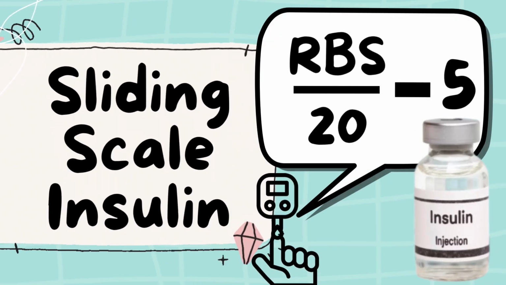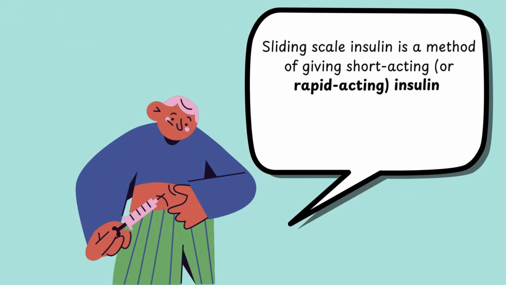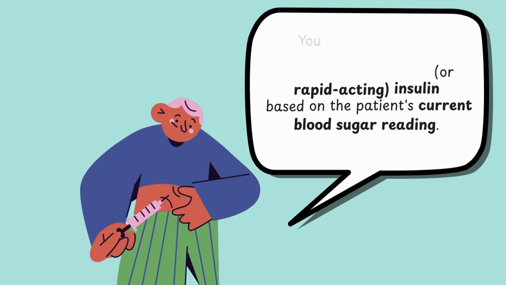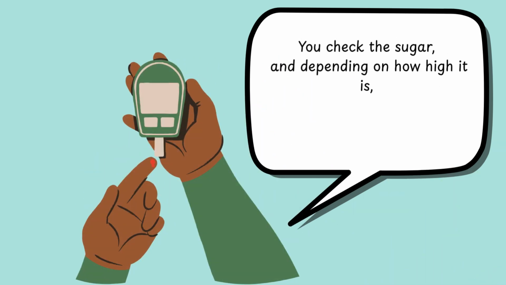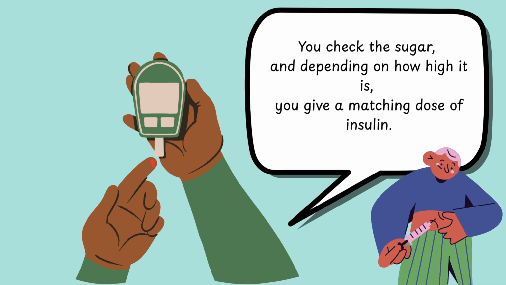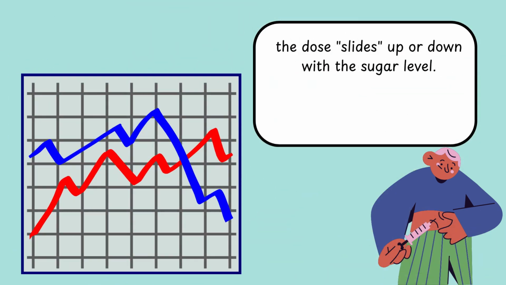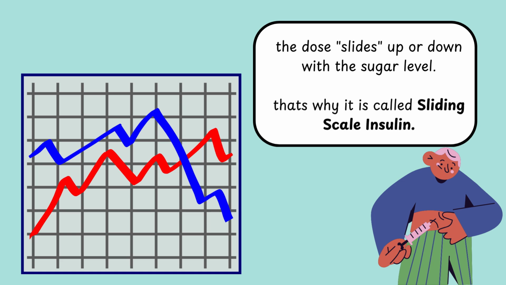Sliding scale of insulin. Sliding scale insulin is a method of giving short-acting or rapid-acting insulin based on the patient's current blood sugar reading. You check the sugar, and depending on how high it is, you give a matching dose of insulin. The dose slides up or down with the sugar level. That's why it is called the sliding scale insulin.